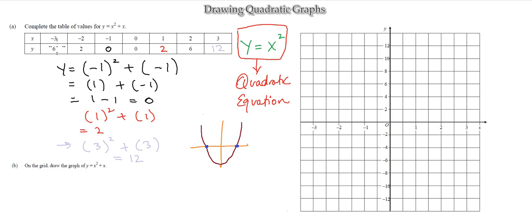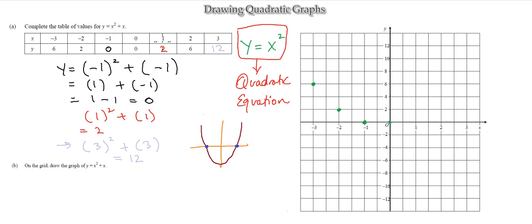So when x is minus 3, y is 6. You plot it. X is minus 2, y is 2. So you go on the x-axis, minus 2, y is 2. When x is minus 1, y is 0. And then when x is 0, y is 0.